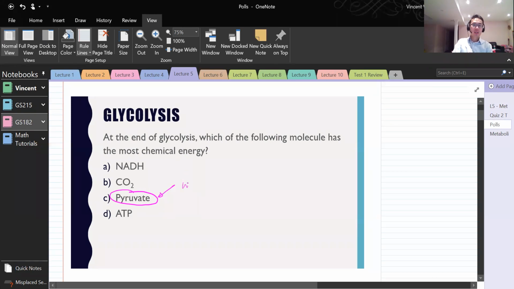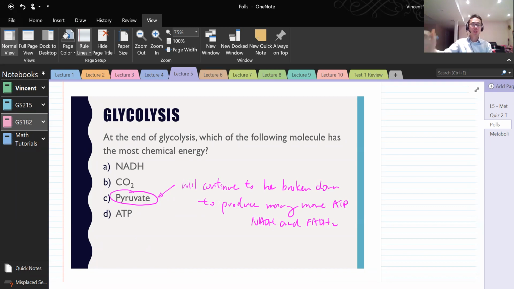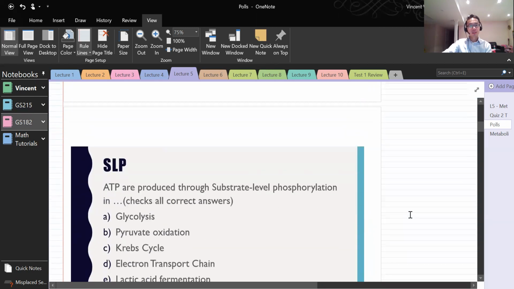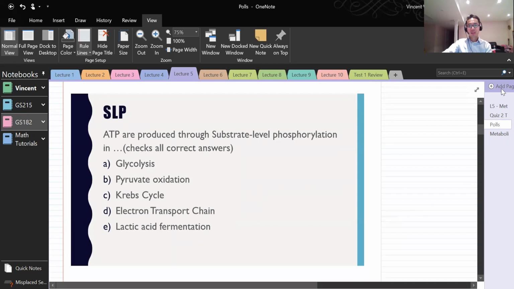So this will continue to be broken down to produce many more ATP, NADH, and FADH2. So that's why that's the one that has the most chemical energy after glycolysis. All right. This is an important one to know. We got to talk more before we go on.